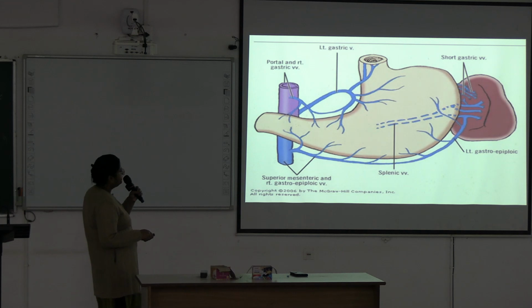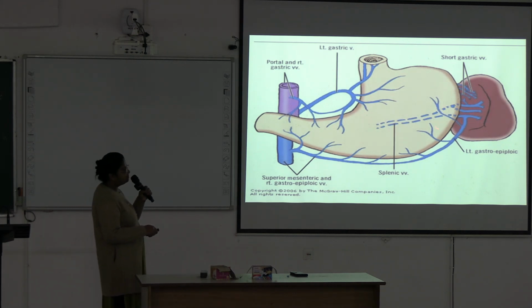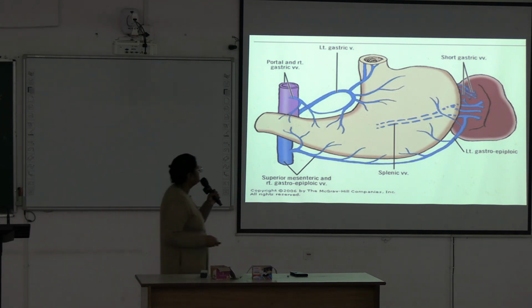And you can see here this left gastroepiploic vein is draining into the splenic vein. Right gastroepiploic vein is draining into the superior mesenteric vein. Short gastric veins are also draining into the splenic vein, like the branches of the arteries. Next.